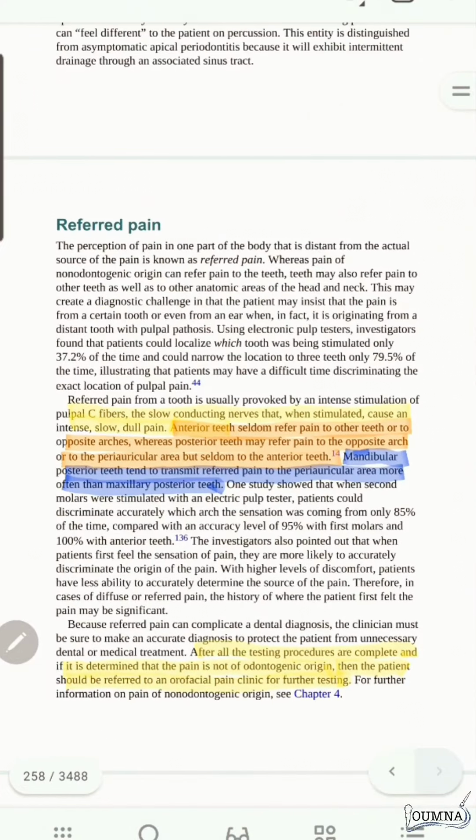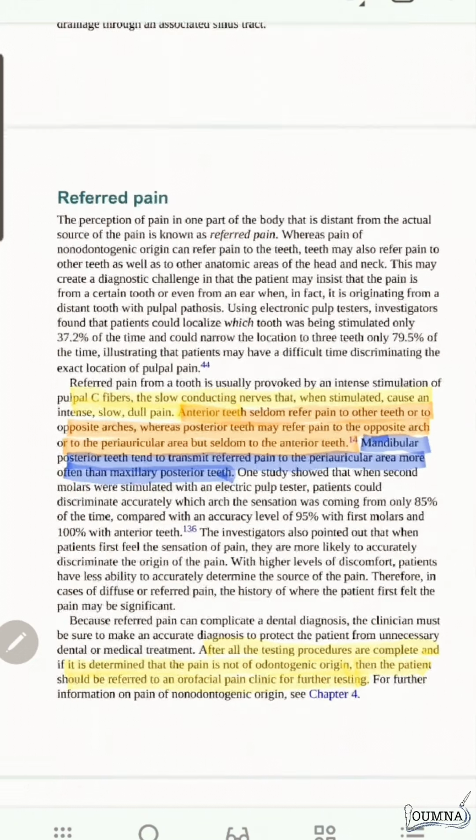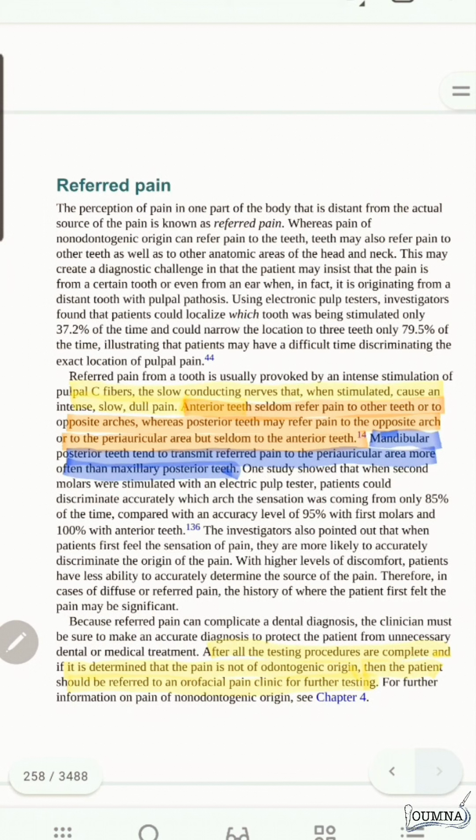To finish things up, we will talk about referred pain. Referred pain is defined as pain in one part of the body that is distant from the actual source of the pain. For the tooth, it is usually associated with the mandibular or the maxillary posterior tooth, and the pain is referred to the periauricular area or to the opposite arch.